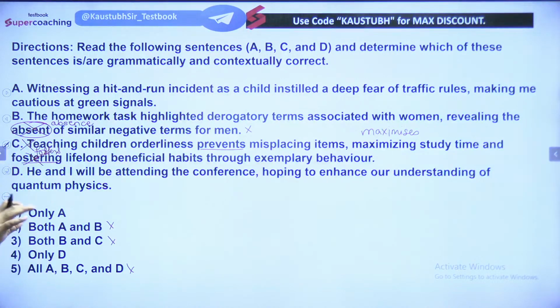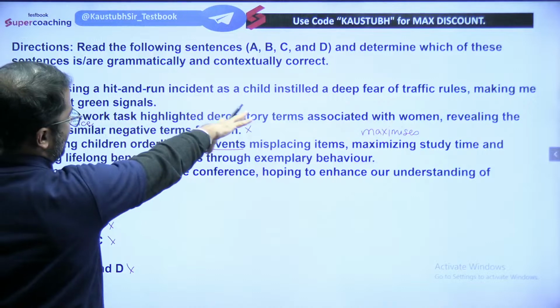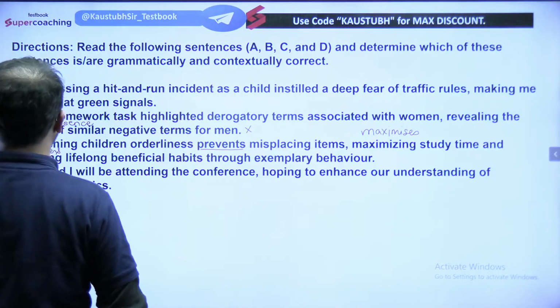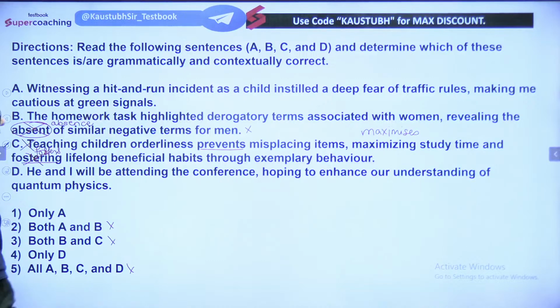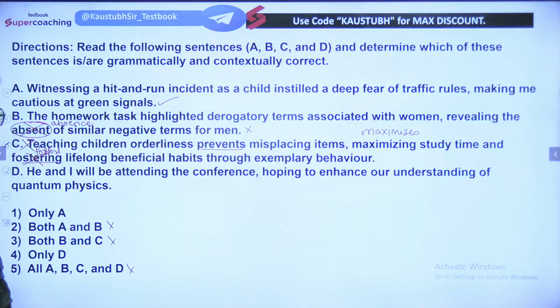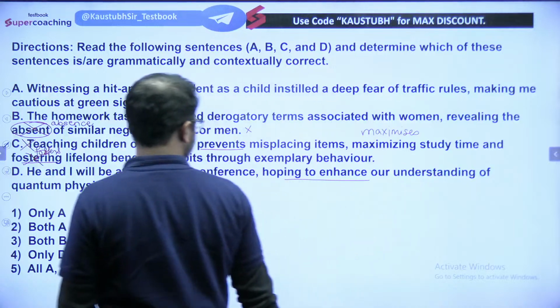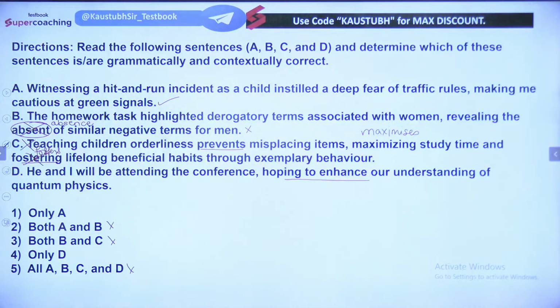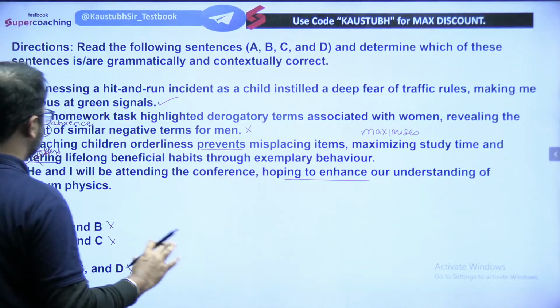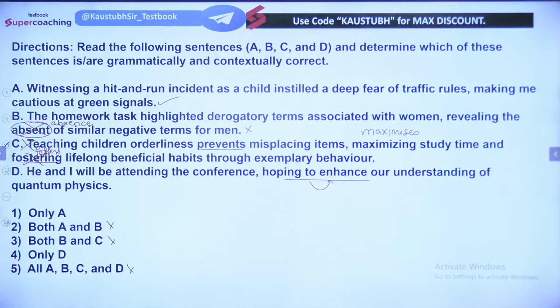Now A or D, this is the only point of concern here. Witnessing a hit and run incident as a child instilled a deep fear of traffic rules, making me cautious at green signals. It sounds correct. The sentence here sounds correct. He and I will be attending the conference, hoping to enhance our understanding of quantum physics. Now, this sentence also looks correct or seems correct when you read it, but maybe there could be an error here in to enhance or to enhancing maybe, or hoping is written incorrectly, participle structure.